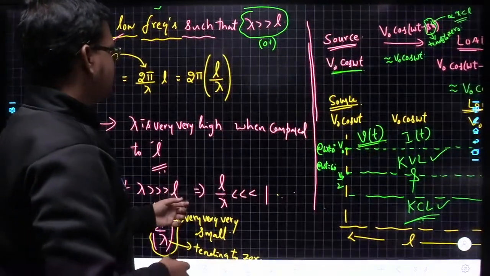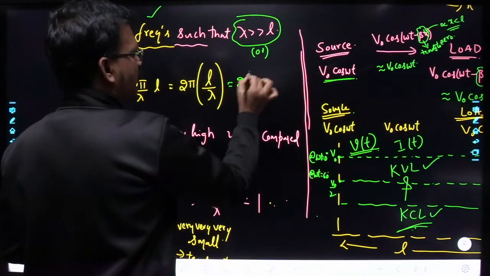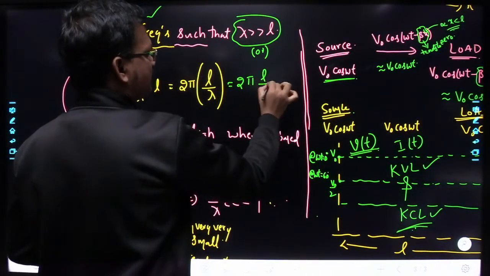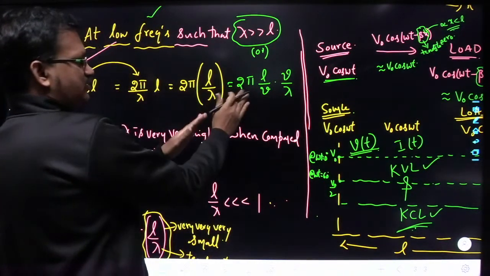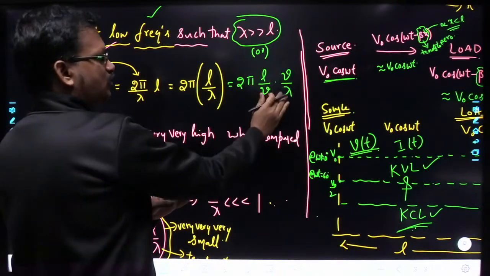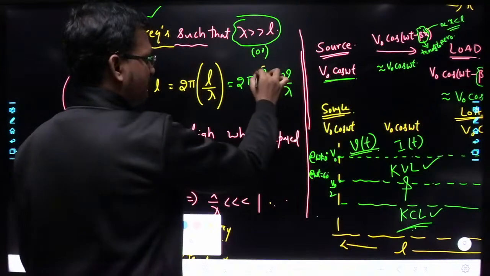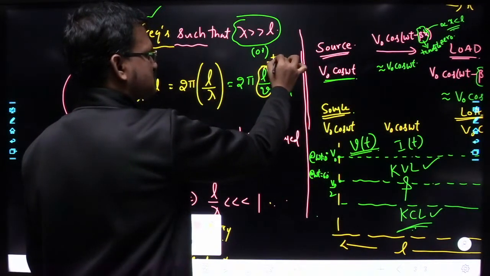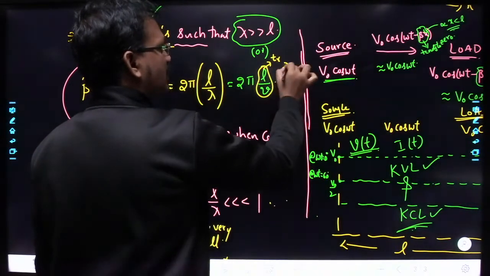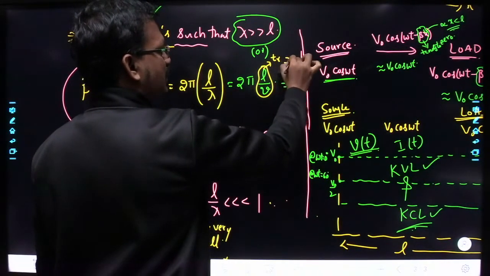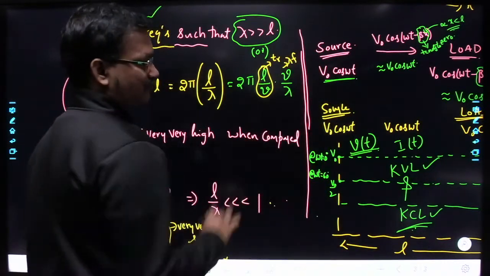How? See here, L by lambda, I can write in this manner: 2 pi into L by V into V by lambda. We know that this L by V is nothing but the transit time, TR. And V is the velocity of the signal, which I can represent as lambda into the frequency of the signal, lambda into F.